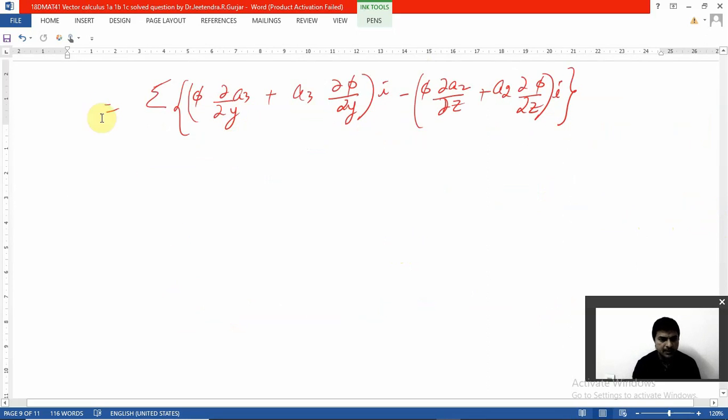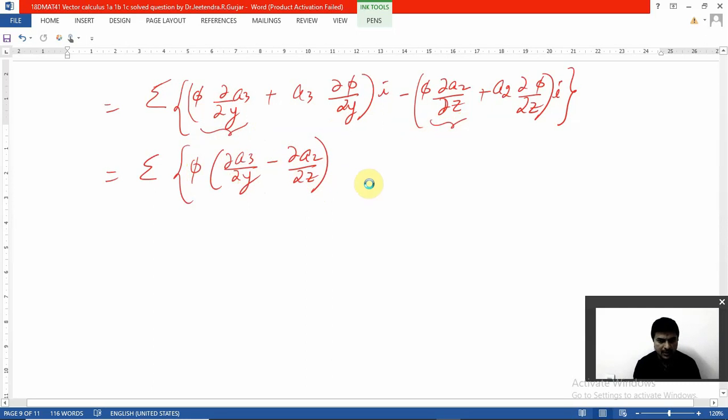Yes friends, so this is equal to, in the exam also you can make it very simple, in the summation only I will take the constant term phi u to one side. So in this phi u we have in this part and in this part, so I just take phi outside. When I take phi outside, easily one can identify this value is dou a3 upon dou y minus dou a2 upon dou z. So these two values I have taken, and this is the i part. Then plus as it is plus.